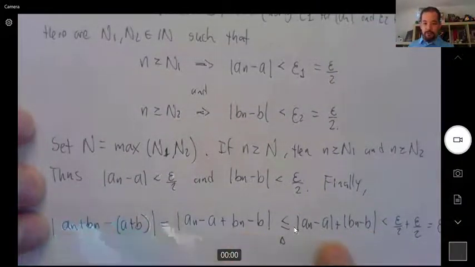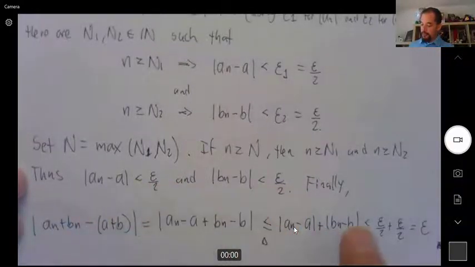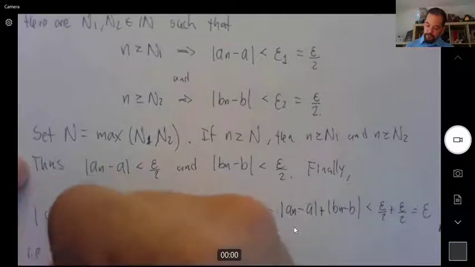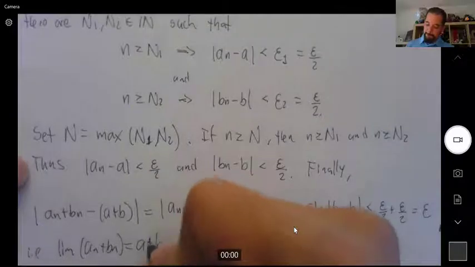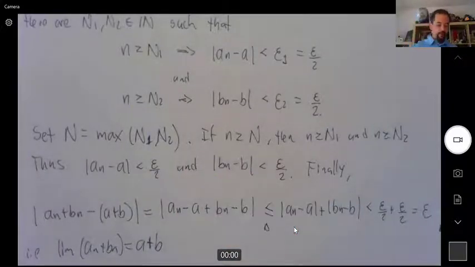Write this, use the triangle inequality, add them together, use the inequalities we got from the previous limits, and I get epsilon halves plus epsilon halves equals epsilon. So I just got it, right? The sequence an plus bn is within epsilon of a plus b. We are done. The limit of an plus bn equals a plus b. All right? Questions? Okay.